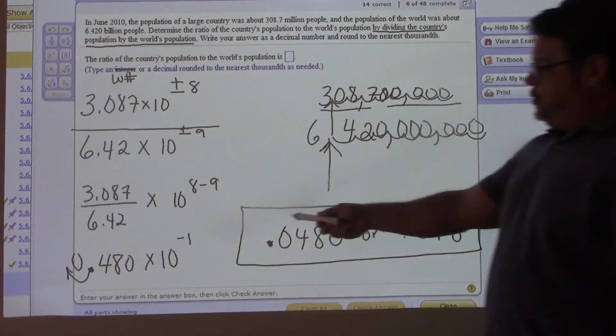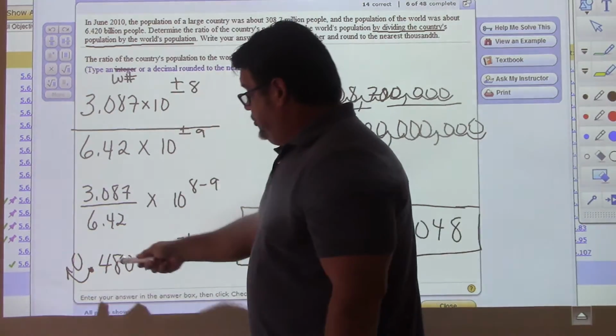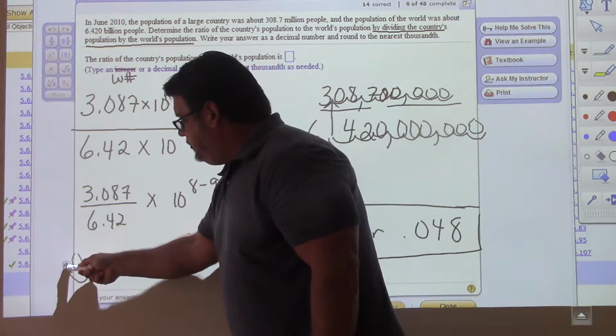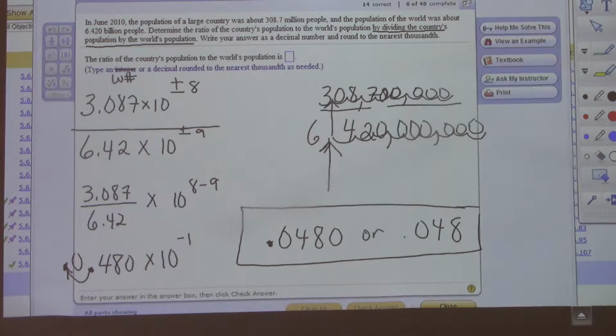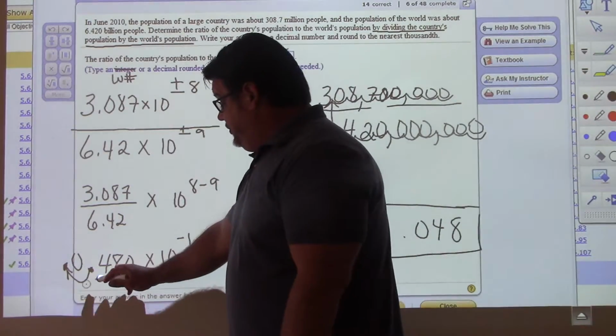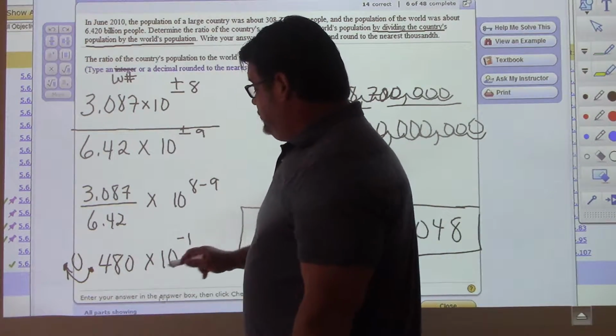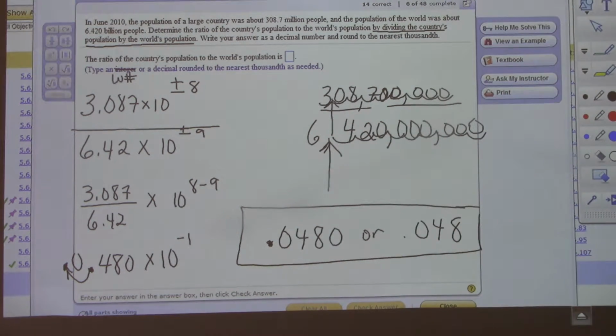This says -1, and it says write as a whole number or decimal. So I moved it over and put my decimal there and put a 0 there. So that's the answer. It did not say scientific notation. If it was scientific notation, you would have moved it to 4.8.